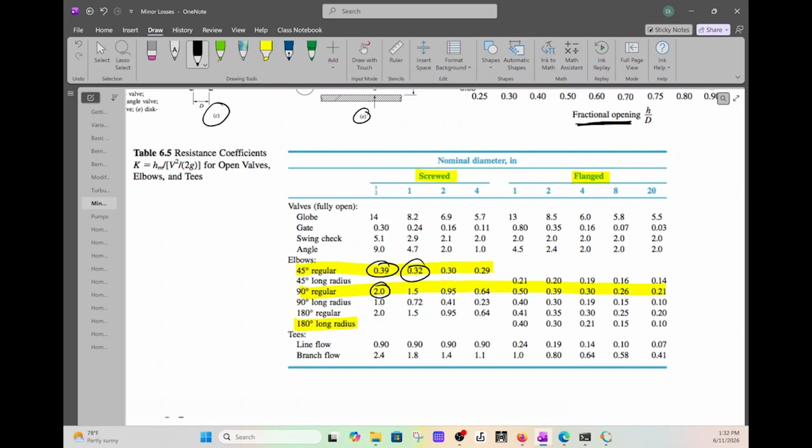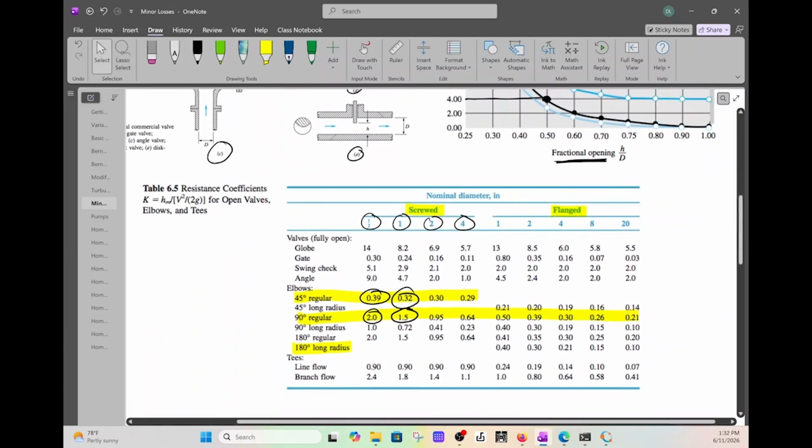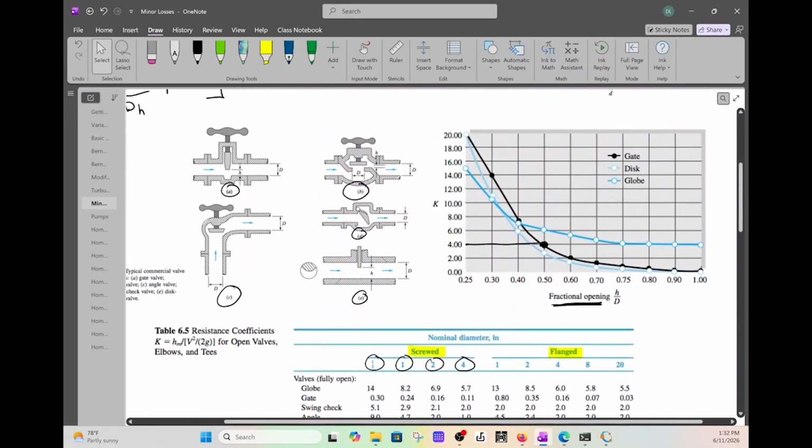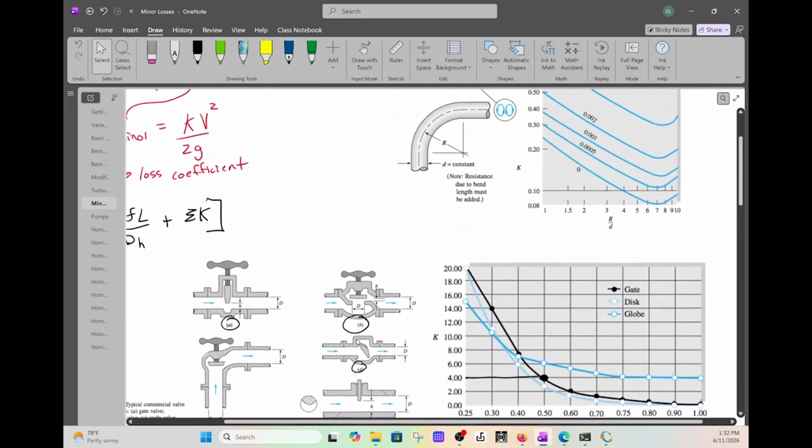These are your nominal inches: 1/2, 1 inch, 2 inch, 4 inch. So say you have two 90-degree regular elbows that are 1 inch. You'd have 3 for a K value because you add them up, and say you had a gate valve, you just got to figure it out. These tables are in your book, and you can use these K values for those.